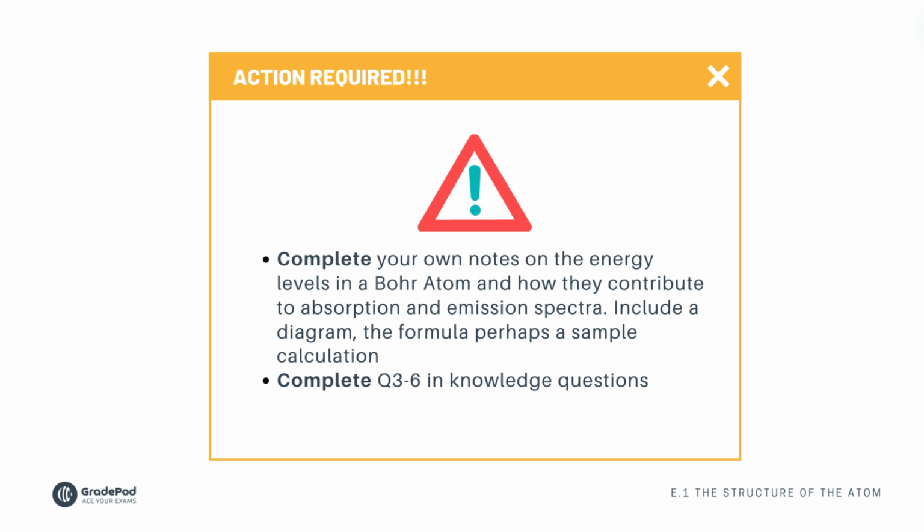I've taught you the main stuff, so now you need to go to your revision note template, and please use that template because it is important, and write your own notes on the energy levels in a Bohr atom and how they contribute to the absorption and emission spectra. If it were me, I'd include a diagram, the formula, and perhaps a sample calculation, just so I can remind myself what it's all about. Then complete questions 3 to 6 in your knowledge questions.